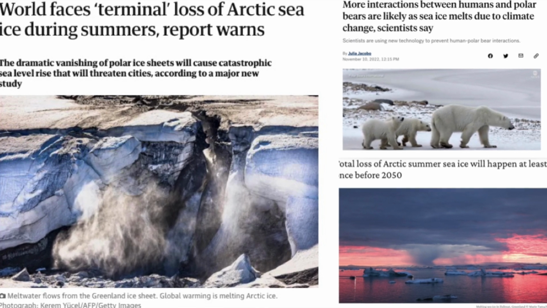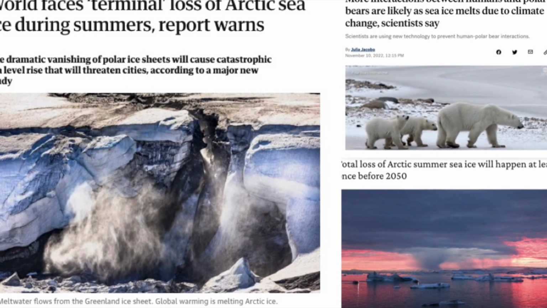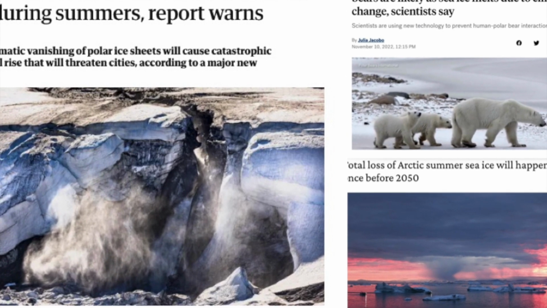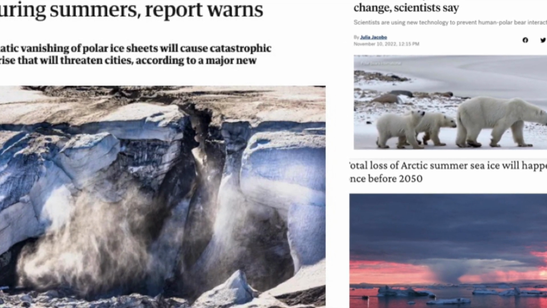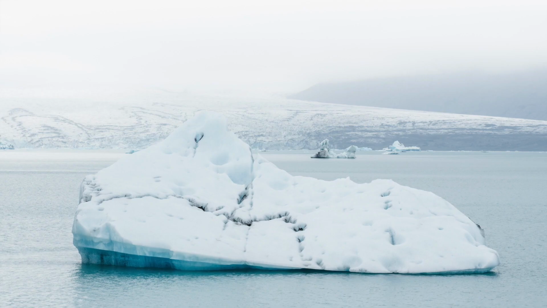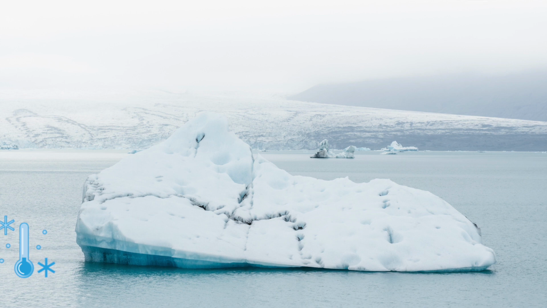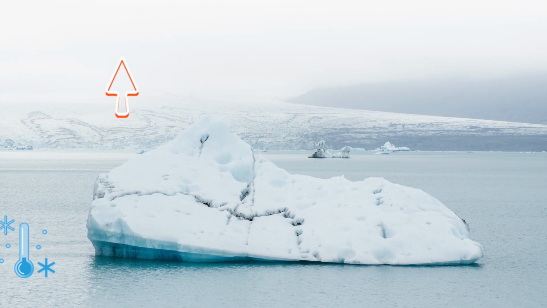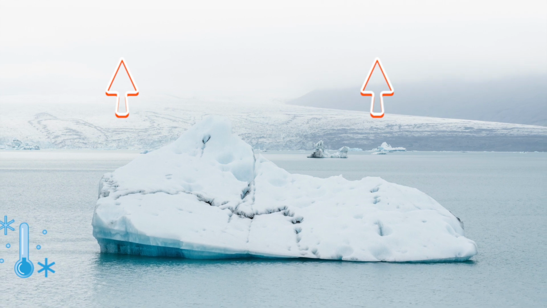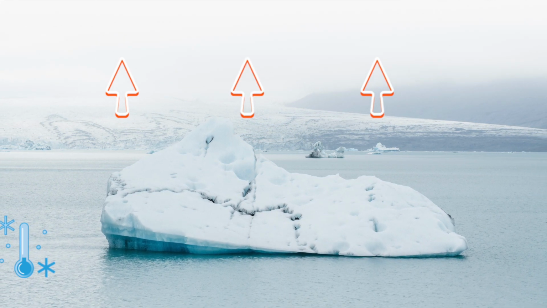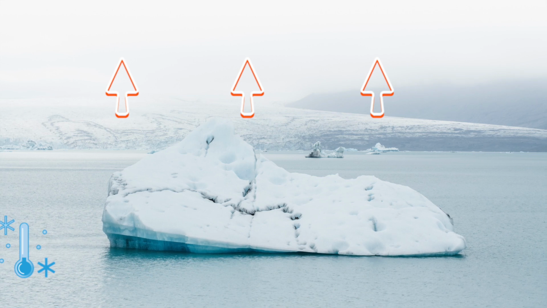Global ice sheets are in decline, but what do feedback loops and systems have to do with this? Let's take a closer look. Ice sheets work to regulate the Earth's temperature. Their white surfaces reflect radiation from the sun back into the atmosphere, which cools down the planet. This is important to know when looking at how positive feedback loops affect this system.